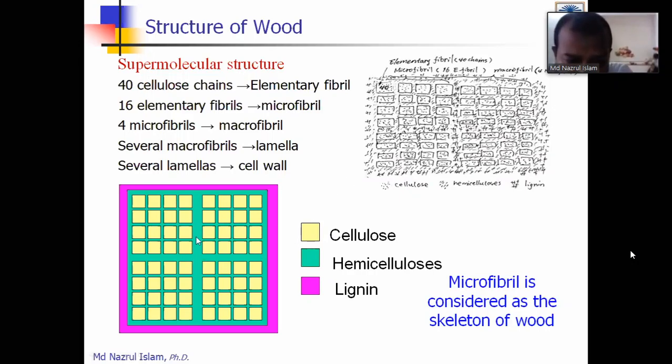If we look at the figure on the left side, you will see there is cellulose, hemicellulose, and lignin. Cellulose is at the center, and beside that there are some gaps. Those gaps are filled by the hemicelluloses, and finally the outer portion is the lignin. So the microfibril is considered the skeleton of the wood, and beside that skeleton there is some filling material, which we call hemicellulose. And something that makes the bond, we call that the lignin.